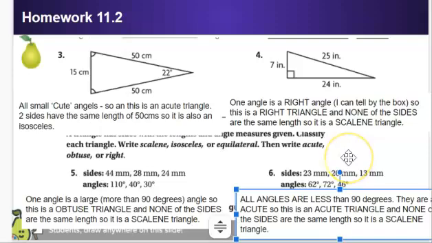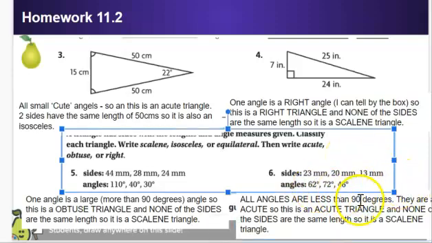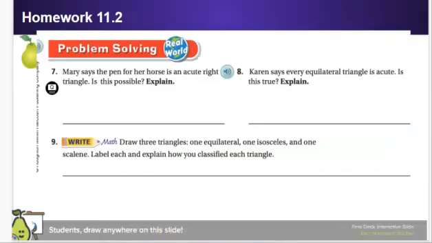This one, again, my sides are all different lengths, 23, 22, and 13 millimeters. So that's, again, scalene. And then my angles are all pretty cute. They're all less than 90, 62, 72, and 46. So this is an acute triangle. All right, let's take a look at the next problem. All right, we're getting into word problems. So stop the video, give it a go.